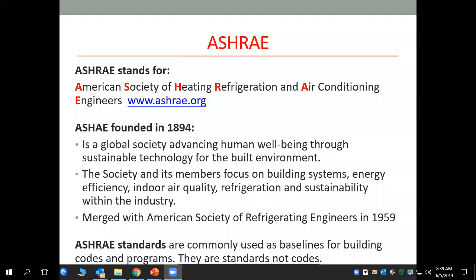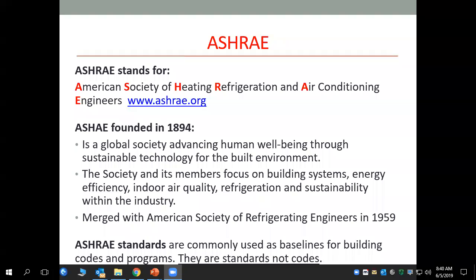ASHRAE, American Society of Heating, Refrigerating and Air-Conditioning Engineers. A global society advancing human well-being through sustainable technology for the built environment. The society and its members focus on building systems, energy efficiency, indoor air quality, refrigeration, and sustainability within the industry. It merged with the Society of Refrigerating Engineers in '59 to become ASHRAE with the R.